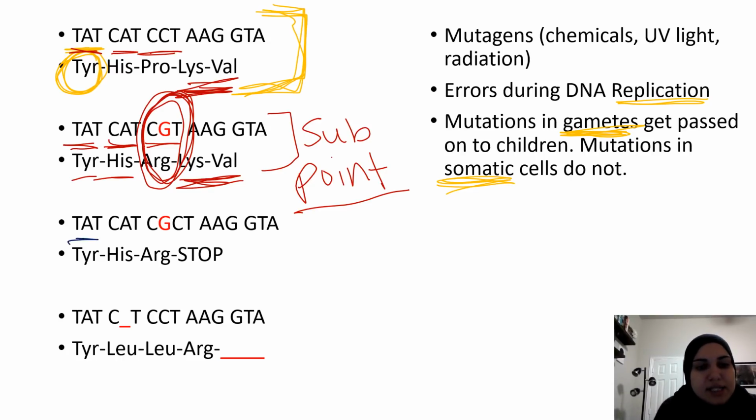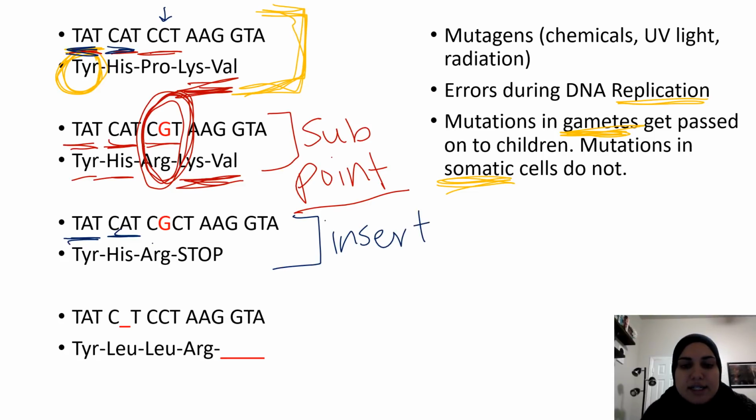My next example, TAT, I wanted TAT, we're fine. The next one, CAT, CAT, we're good. Now I have CGC. That C, something happened to it. A letter got squished in between. That letter that got squished in between, the letter G, that is called an insertion. So I pushed that letter G in there when it didn't belong.